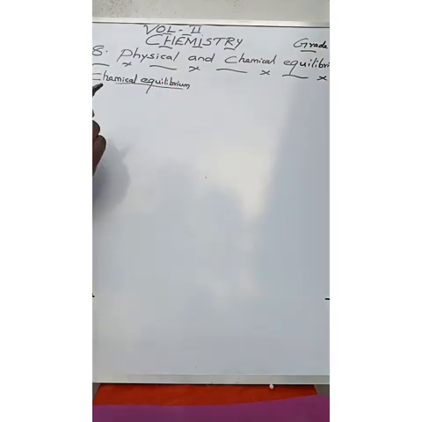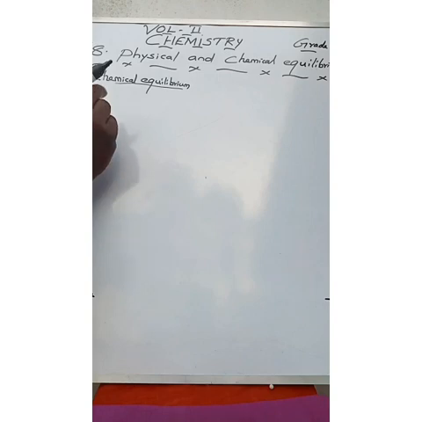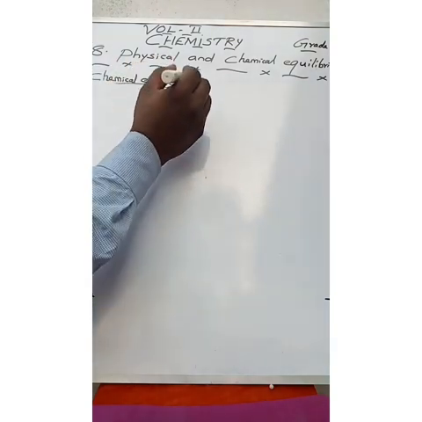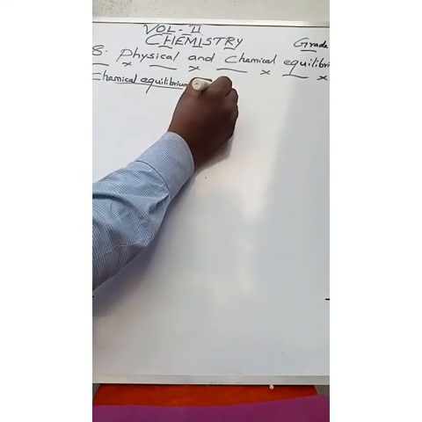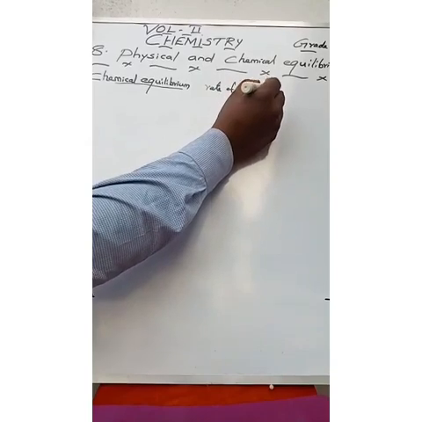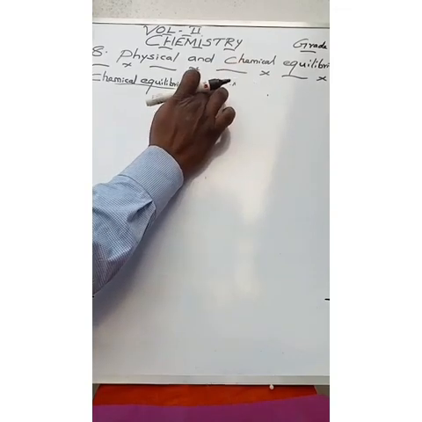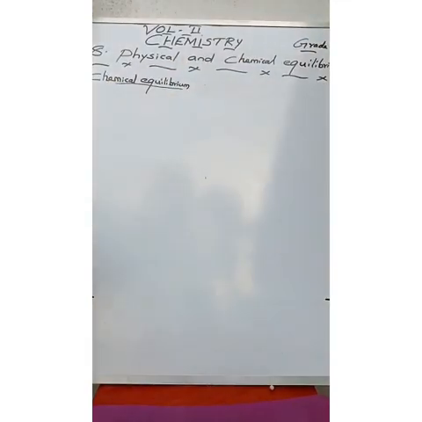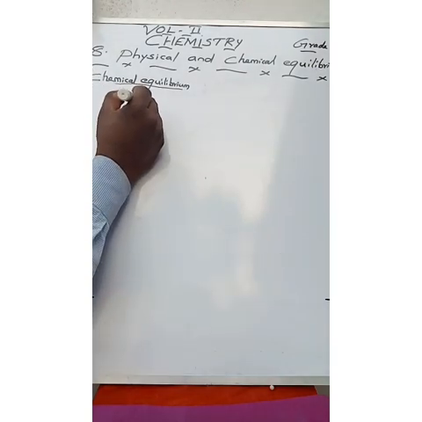Chemical equilibrium is a state in which the rate of the forward reaction is equal to the rate of the backward reaction, otherwise called the reverse reaction. What is the rate of the forward reaction? Forward. What is the rate of the reverse reaction? Backward. Let us consider a general reversible reaction.